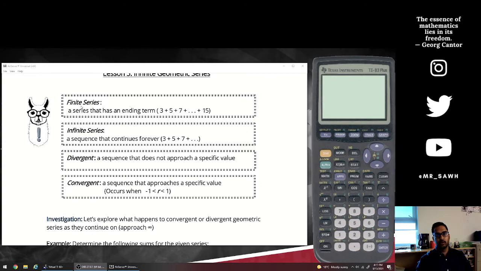Finite series are the ones that stop; they terminate and have an end term. Or the infinite series, which continue forever and will keep on increasing. And you can see that it doesn't end, which is what the ellipsis tells us, those three dots there.